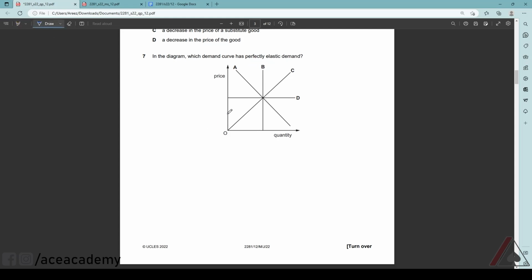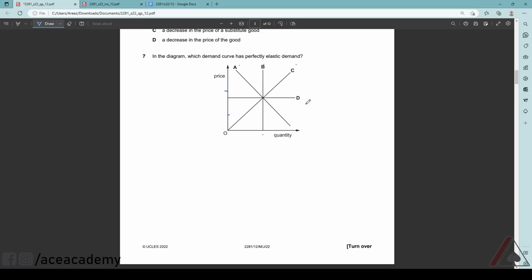So if we take B as our first possible answer, if there's a change in price, for example from here to here, does quantity change at all? The quantity is fixed over here. Whether the price is at this level or at that level, the quantity does not change. So B is not your answer, C is not your answer, and A is not your answer. Therefore, the only answer left is D.